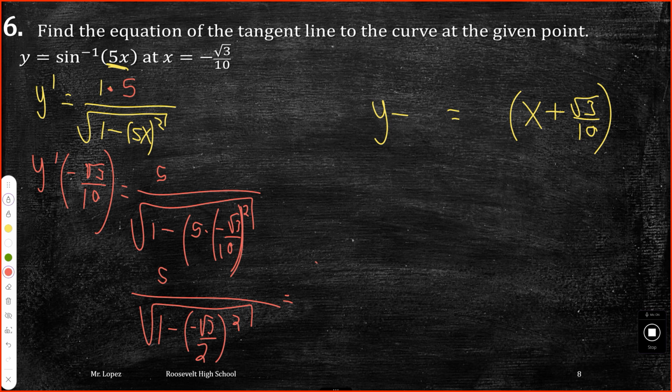It's going to be now 5 over square root 1 minus negative square root 3 squared is 3, and then 2 squared, this should be 4. And then we have what? 5 over, what's 1 minus 3/4? Is that 1/4? Square root of 1/4? And the square root of 1/4 is what? Is that 1/2?